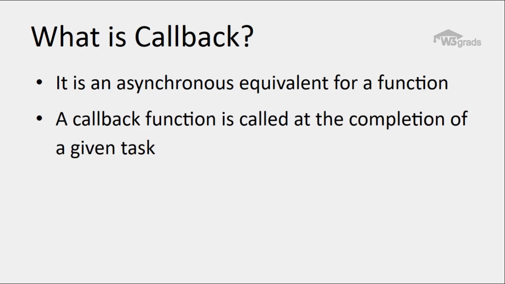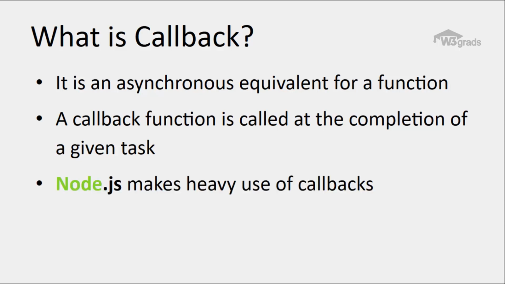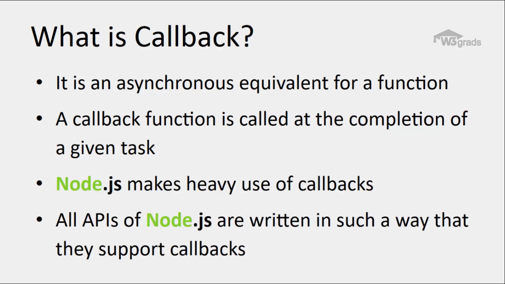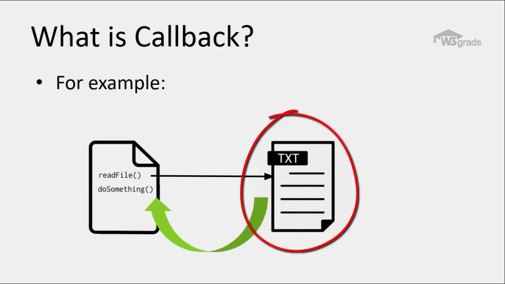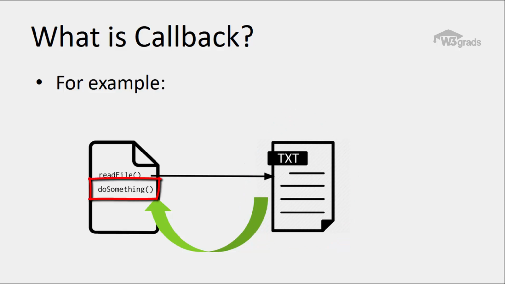A callback function is called at the completion of a given task. Node makes heavy use of callbacks. All the APIs of Node are written in such a way that they support callbacks. For example, a function to read a file may start reading file, and return the control to the execution environment immediately, so that the next instruction can be executed.